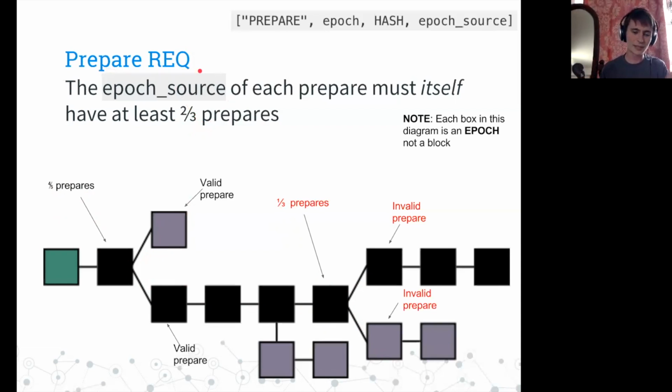So that is one basis, and that's the thing that forms the blockchain. If you think about it, that's why we get this structure of this being the previous epoch, that's the epoch before it, and that's the epoch before that, because they're all built on this concept of 2/3 prepares.